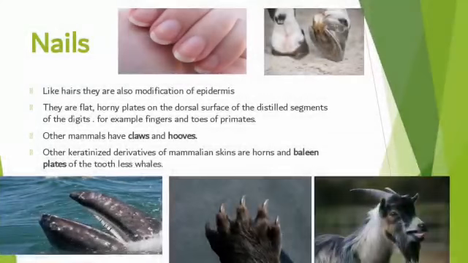Now let's move toward nails. Nails, like hairs, are also modifications of the epidermis. They are flat, horny plates on the dorsal surface of the distal segment of the digit, for example the fingers and toes of primates. Other mammals have claws and hooves. Other keratinized derivatives of mammal skin are horns and baleen plates of the toothless whales.